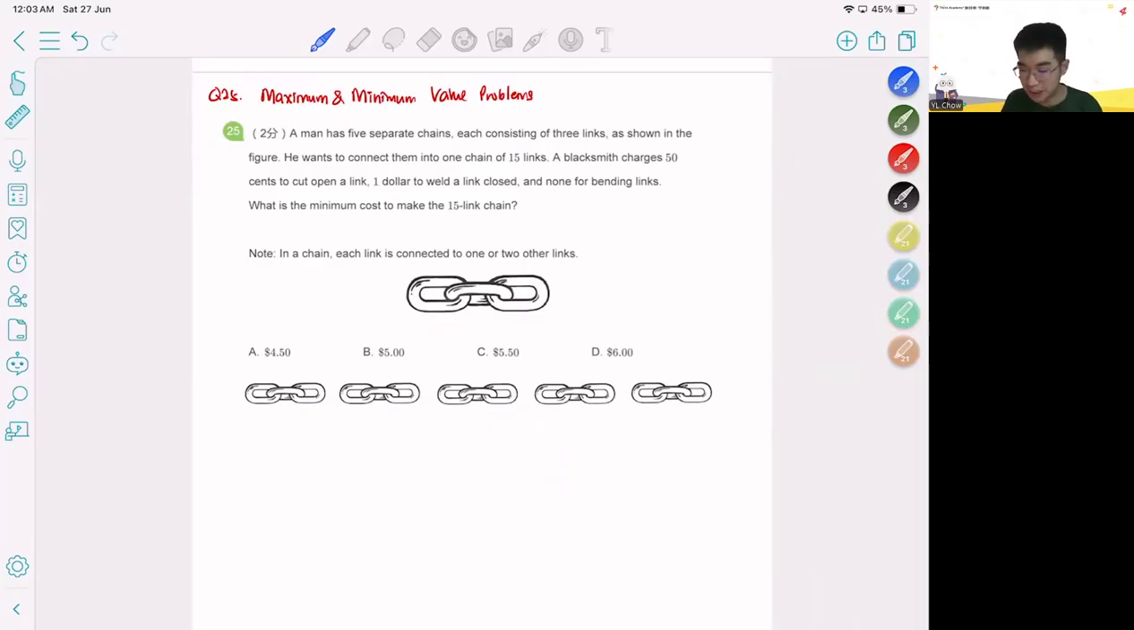A man has five separate chains as shown below, each consisting of three links. He wants to connect them into one chain of 15 links. That means he needs to break open some of the links, and then put these links together. Now, a blacksmith charges 50 cents to open a link, to cut open a link, $1 to weld a link closed, and none for bending links. What is the minimum cost to make the 15 link chain?